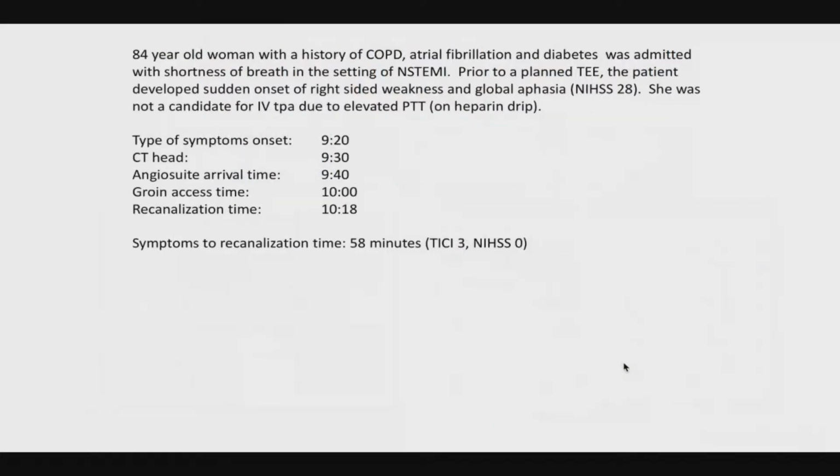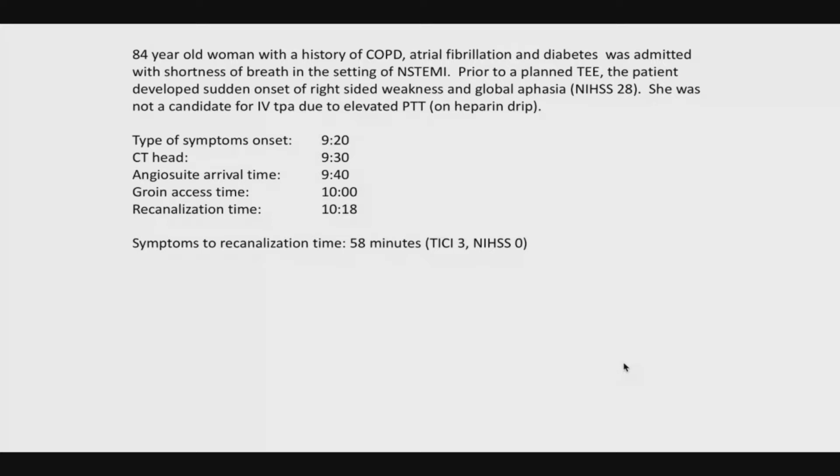This is an 84-year-old female patient with history of COPD, atrial fibrillation, and diabetes, who was admitted with shortness of breath in the setting of a non-STEMI MI. Prior to a planned TEE, the patient developed sudden onset of right-sided weakness and global aphasia. Her NIH stroke scale was 28. She was not a candidate for IV TPA due to elevated PTT.